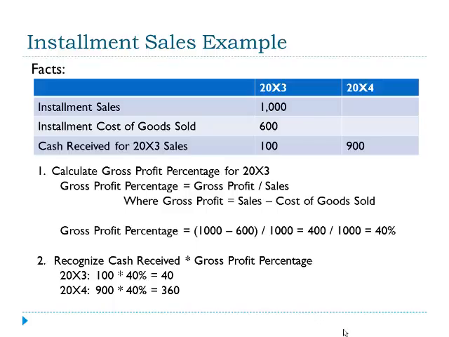In 2004, we received $900 in payments. 900 times 40% is equal to $360. So altogether, we knew that if all of our customers paid, we'd have $400 of gross profit on these sales. The installment sales method divides up the recognition of that $400 proportionate to the cash actually received.